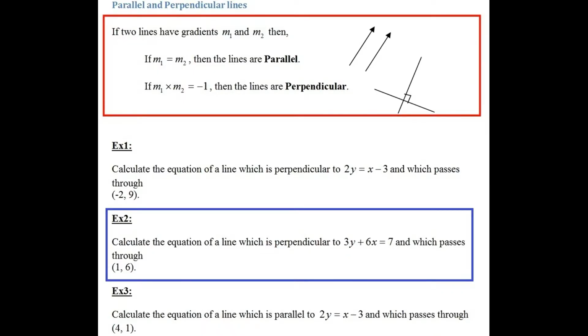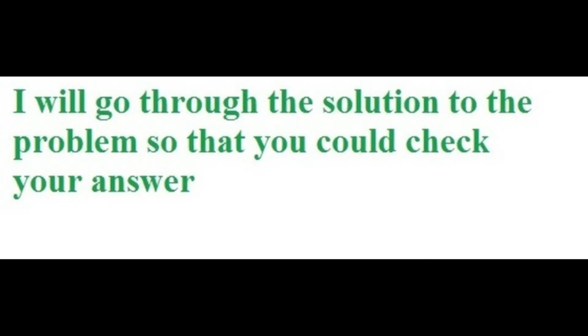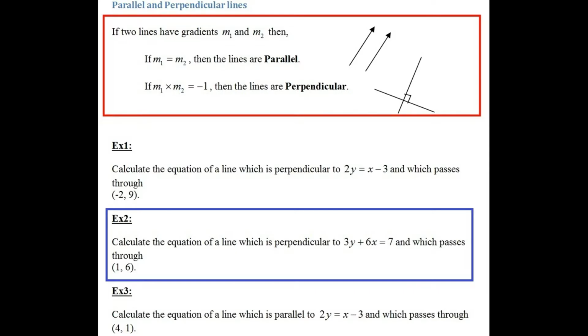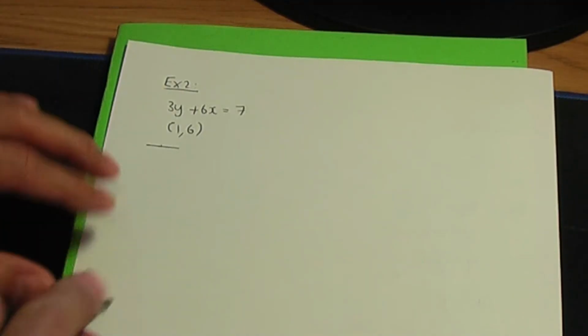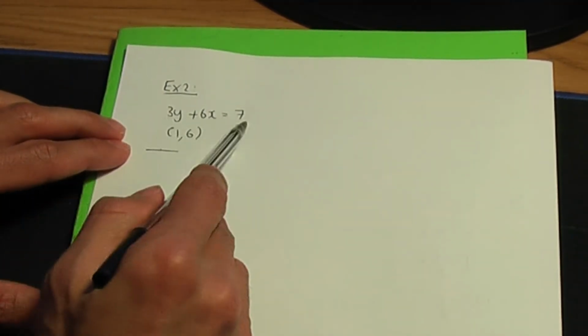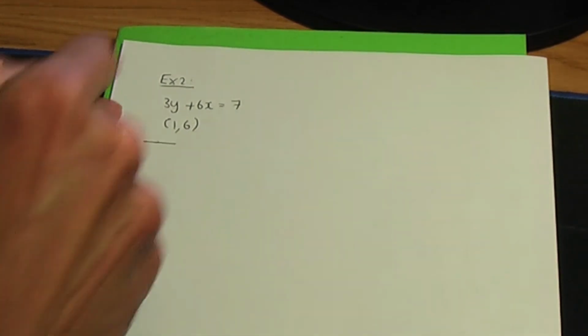Example number 2 reads, calculate the equation of a line which is perpendicular to 3y plus 6x equals 7, and it passes through the point 1 and 6. So let's see how this example is done. Back to the paper and pen. The line that we're calculating is perpendicular to this line, 3y plus 6x equals 7, and the line that we're calculating passes through the point 1, 6.